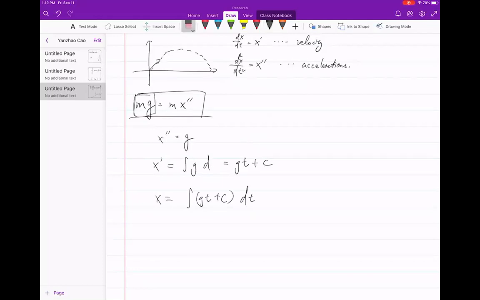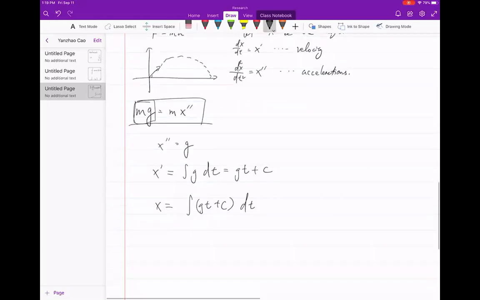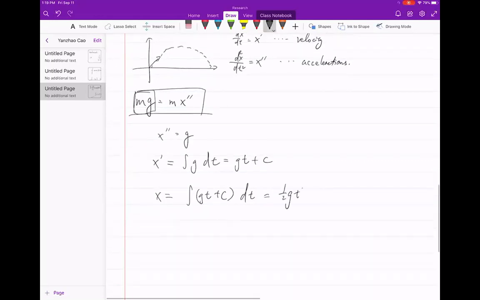There should be dt. Did I use t or x? I used a t. Okay. Then this is going to give you 1/2 gt squared plus ct plus a d, where c and d are constants. Makes sense so far for this one? That's a very straightforward one.